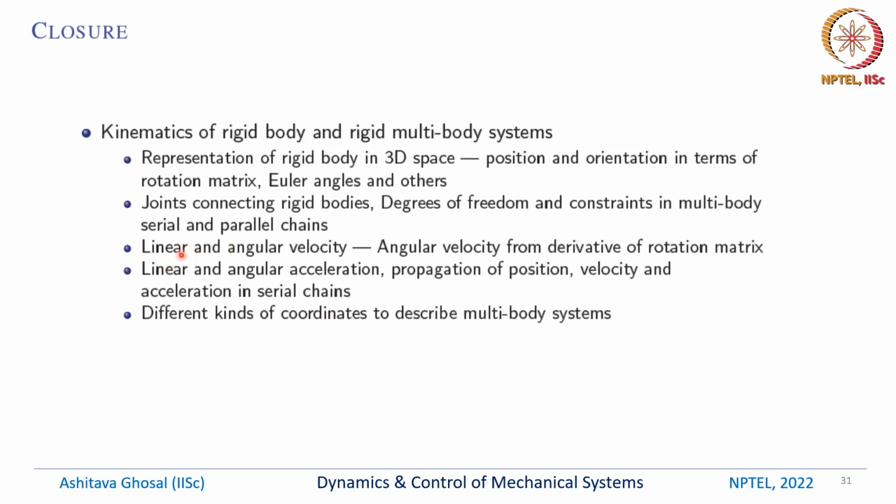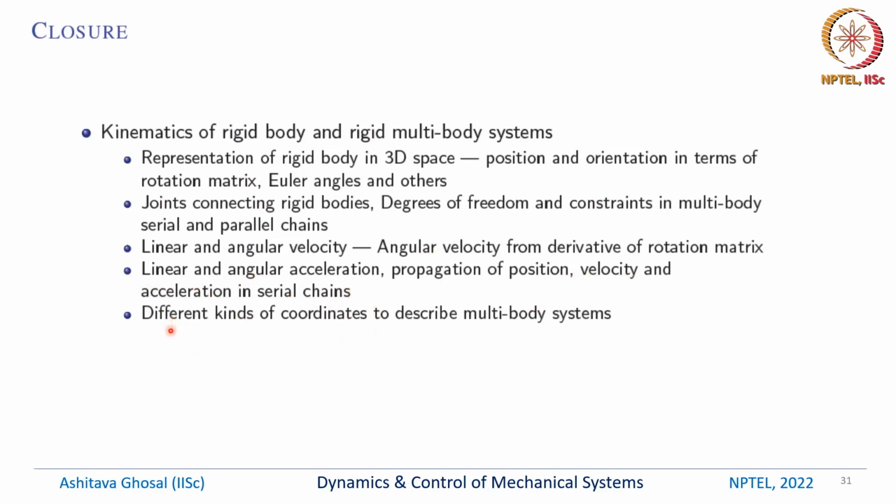Then I showed you how we can obtain linear and angular velocity of a rigid body. The angular velocity was in particular obtained from the derivative of a rotation matrix. So this is a new concept. Most of you would not have used the concept of a derivative of a rotation matrix, but I showed you how R dot times R transpose will give one of the angular velocities, where R is the rotation matrix. Then I showed you linear and angular accelerations and propagation of position, velocity, and acceleration in serial chains.